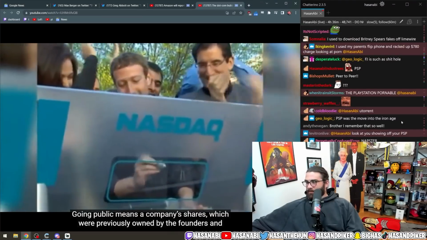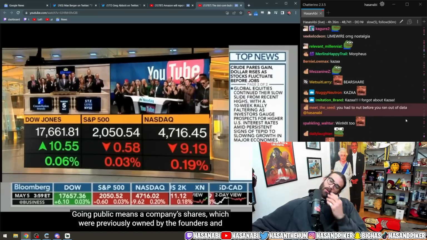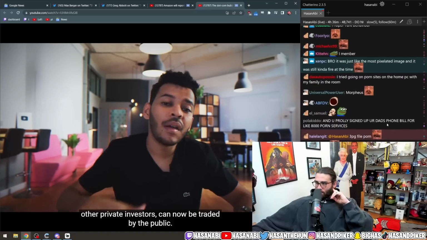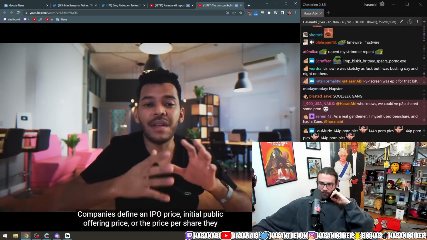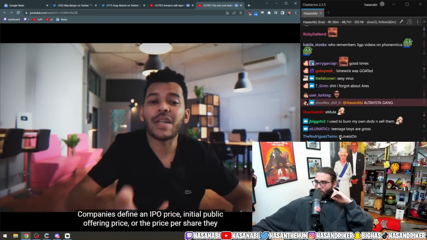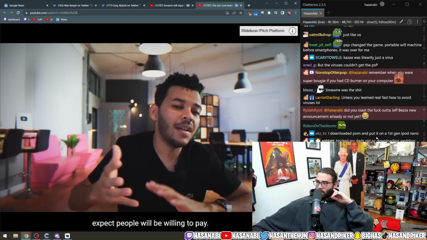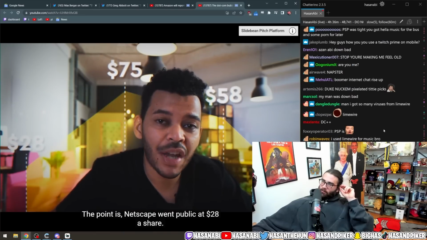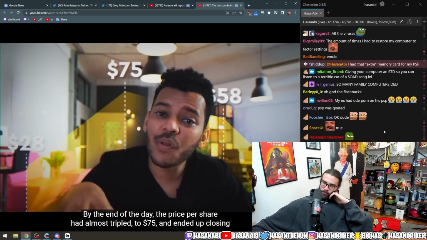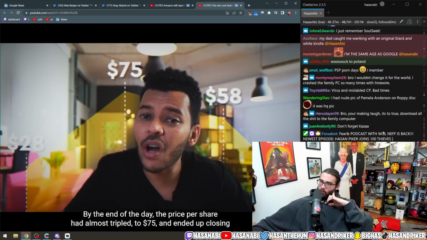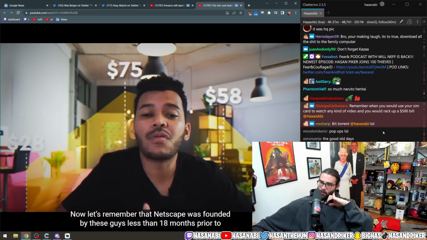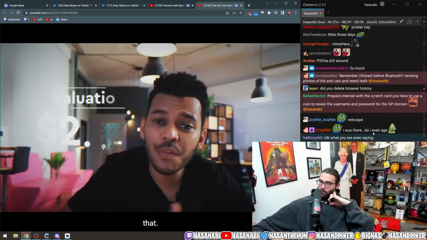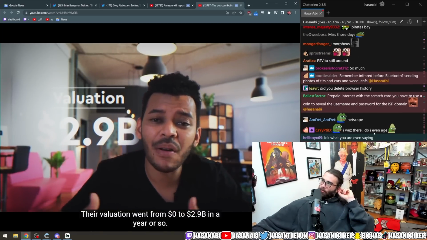Going public means a company's shares, which were previously owned by the founders and by private investors, can now be traded by the public in the public stock market. Companies define an IPO price. That's the initial public offering price, or the price per share they expect people will pay at that initial offering. Netscape went public at $28 per share. By the end of the day, the price per share had almost tripled to $75 and ended up closing at $58. And now let's remember that Netscape was founded by these guys less than 18 months prior to that. Their valuation went from $0 to $2.9 billion in about a year.